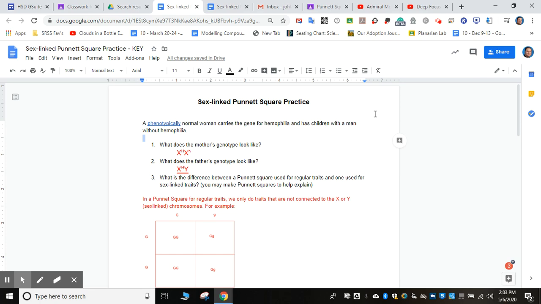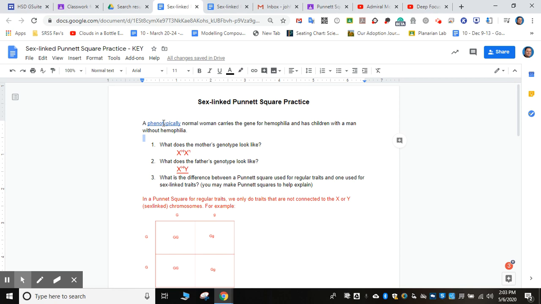Okay, so just going over the sex-linked Punnett squares practice key. Of course, this will help you prepare for the assignment. A phenotypically normal woman carries the gene for hemophilia and has children with a man without hemophilia.